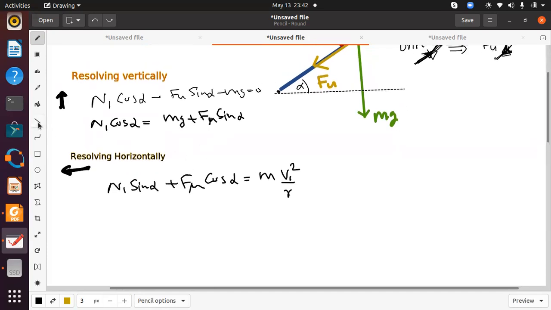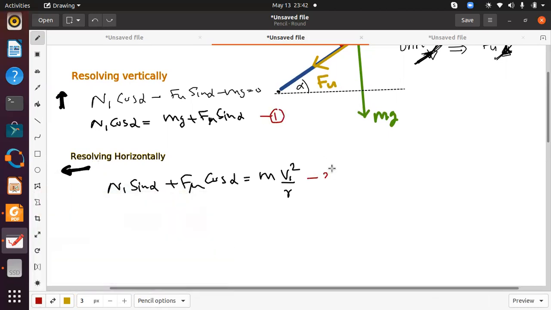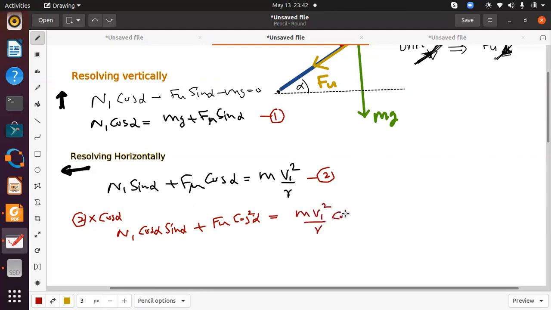Now, if you look at these two equations, equation 1 and equation 2, if I take out N1 from both equations, then I have to multiply this 2 by cos alpha. Then this becomes N1 cos alpha sine alpha plus F mu cos squared alpha is equal to mv1 squared over r cos alpha.